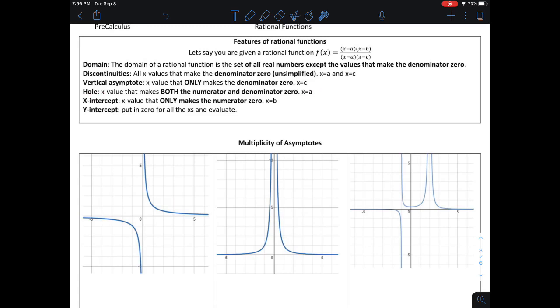Now, in terms of x and y intercepts, the x-intercepts are the zeros of my numerator, and they only make my numerator 0, so the factor x minus b in this problem would generate the x-intercept. X minus a, that factor is my hole, so I can't be a hole and an x-intercept at the same time. And lastly, we have the y-intercept. Algebraically, you make all the x's equal 0, and you evaluate for y.